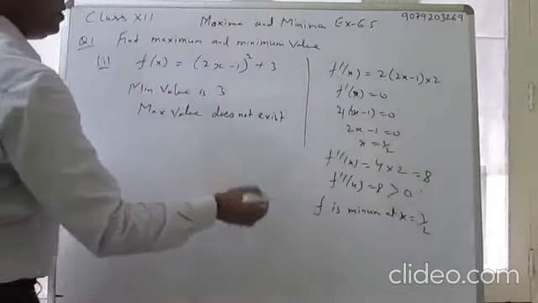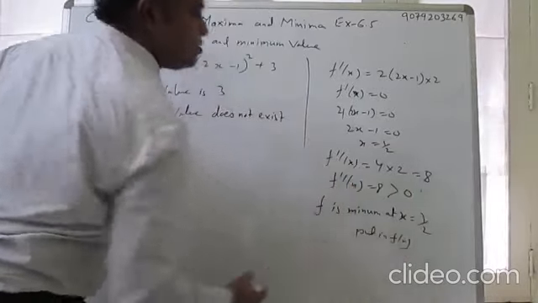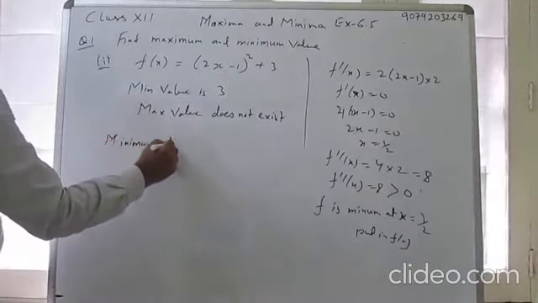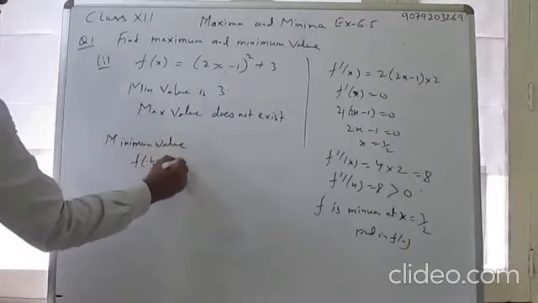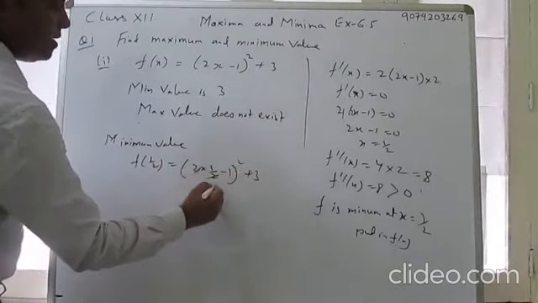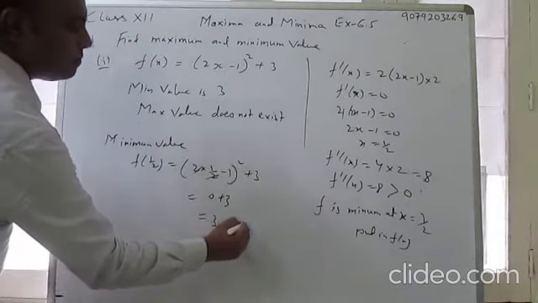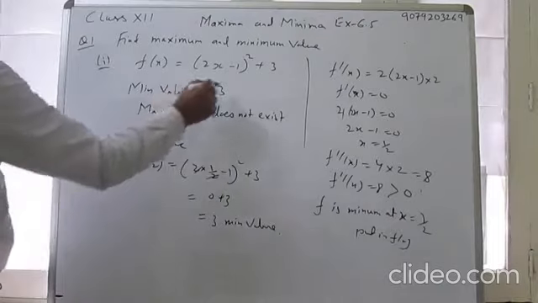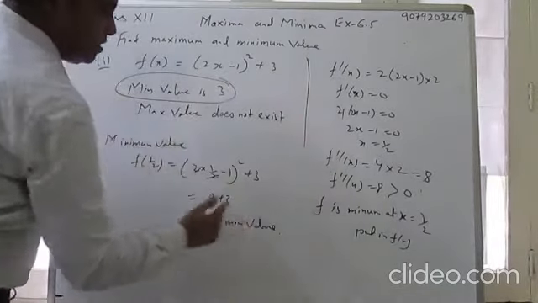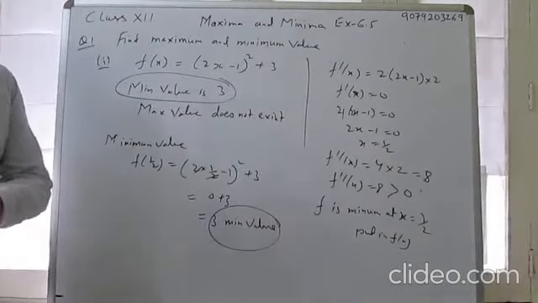So put it in f(x), so the minimum value is f at 1 by 2, which is 2 into 1 by 2 minus 1 whole square plus 3. It becomes 0 plus 3 is equal to 3. This is the minimum value. Maximum value does not exist. We can calculate directly in this question, or by the procedure you can calculate, 3 is the minimum value. One more question I will take.